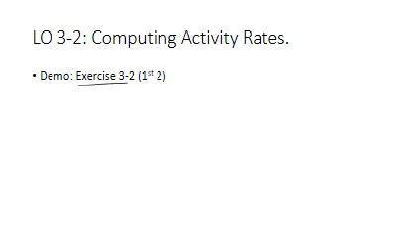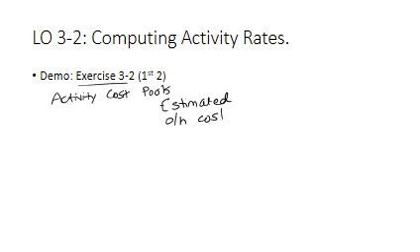So here I'm going to demo exercise 3.2 very quickly for you. These are the activity cost pools, which is nothing but estimated overhead cost. For example, all the costs on labor are put together, and that is $52,000.